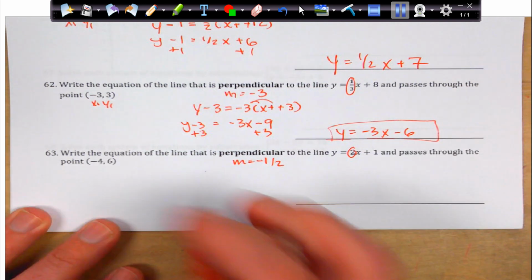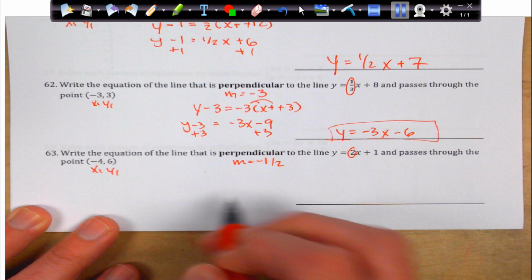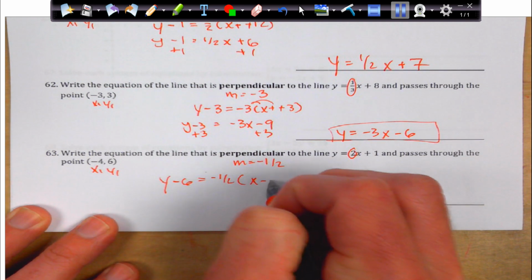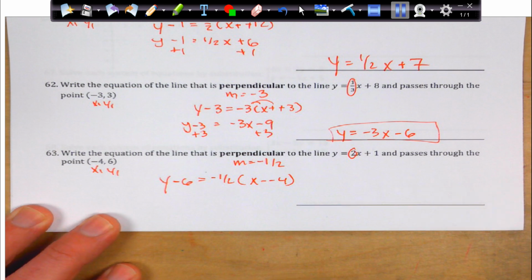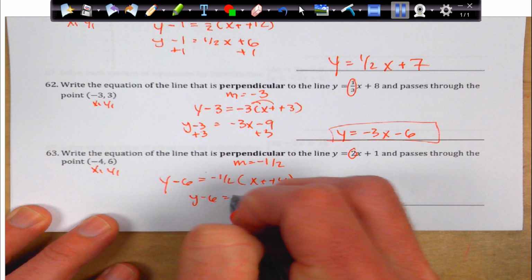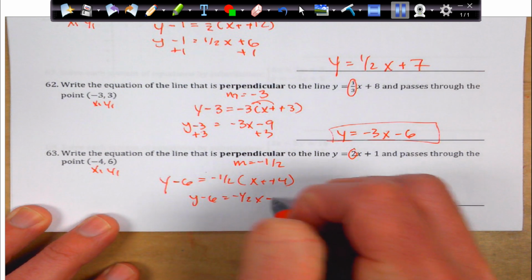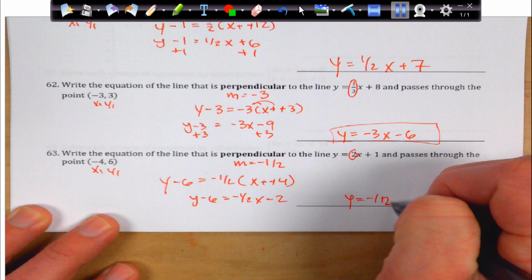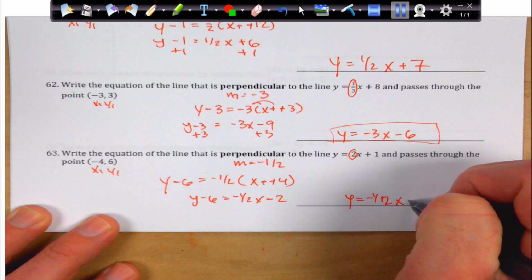And with 1/2, we get y minus 6 equals negative 1/2 times x minus a negative 4. Those become positive, and we get y minus 6 equals negative 1/2 x minus 2, and then add the 6. And that becomes plus 4.